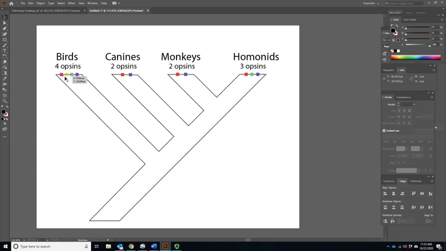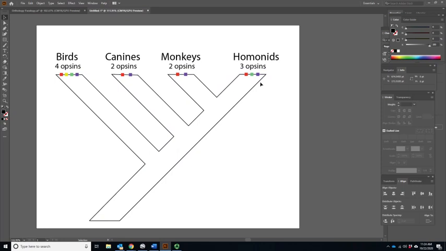Okay? So birds have 4 opsins. Almost all mammals have 2 opsins. But the hominids, right, which includes humans, chimpanzees, gorillas, orangutans, all have 3 opsins. So we have basically a short wavelength, a medium wavelength, and a long wavelength. And that allows us to see and distinguish a higher variety of colors.